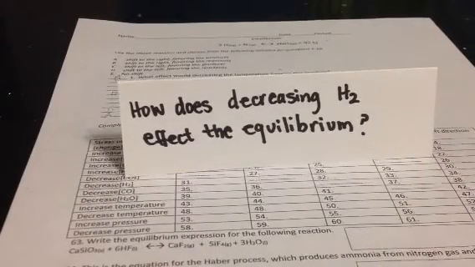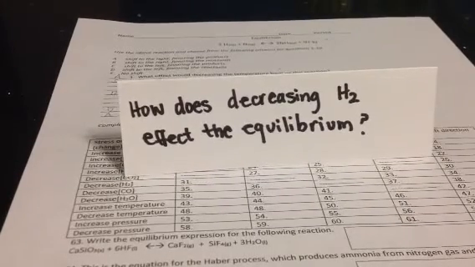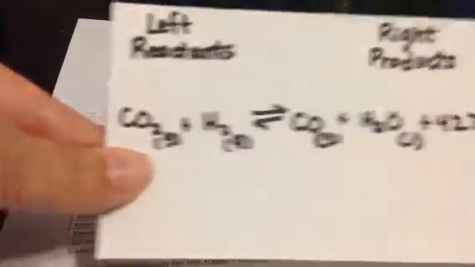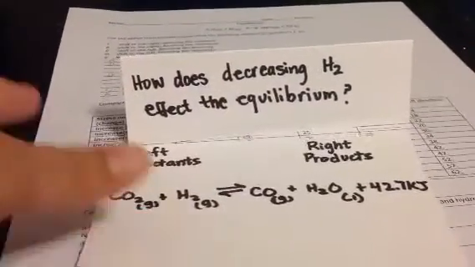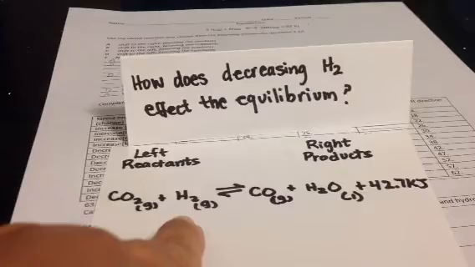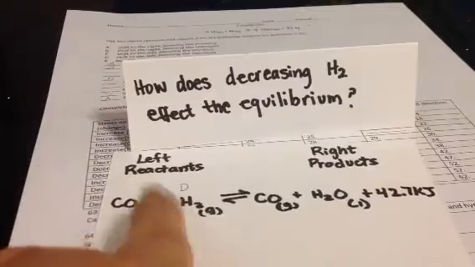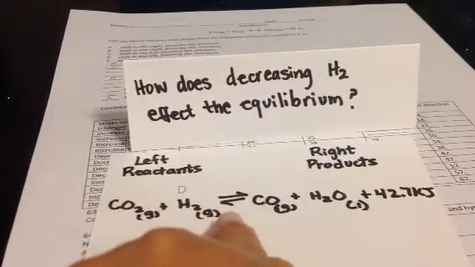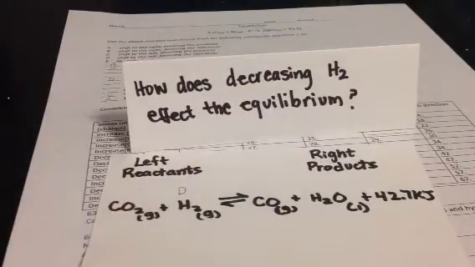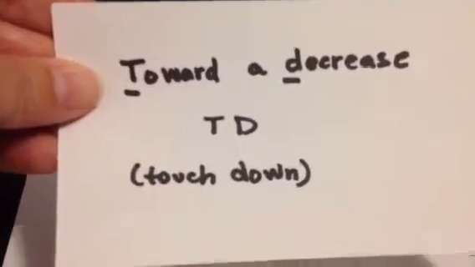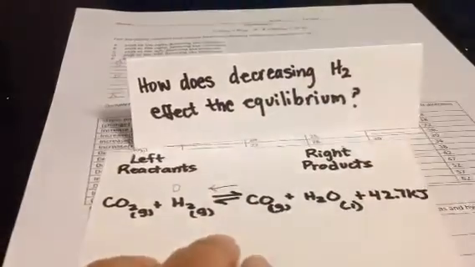So the first thing is I want to know, how does decreasing H2 affect the equilibrium? So I simply follow the procedure of looking at your equation. The question asked, how does decreasing H2? So I go to my H2 in my problem, and I write a D for decreasing. I always go to the arrow before writing my arrow, either toward or away, depending on which it is. This is a D, so remember that's toward a decrease. So I'm going to draw an arrow toward the decrease.